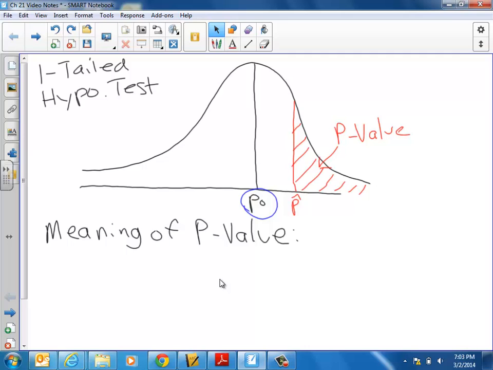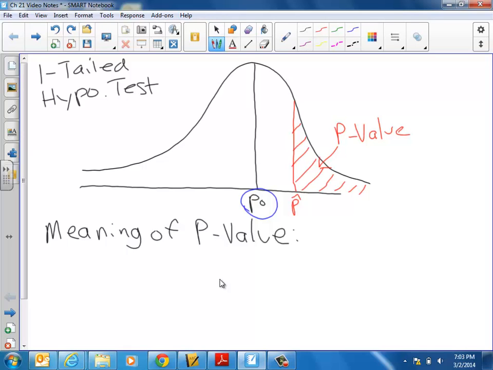So one misinterpretation that comes up a lot from that is that you might think the p-value is just the probability that this circled null hypothesis population proportion is true. Because when our p-value is low, we reject the null hypothesis, and when it's relatively high, we accept the null hypothesis. But that is not what the p-value means.